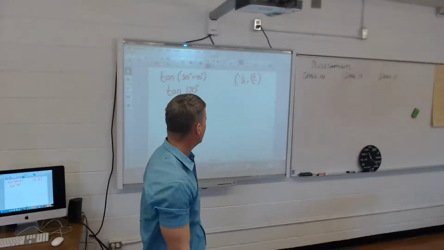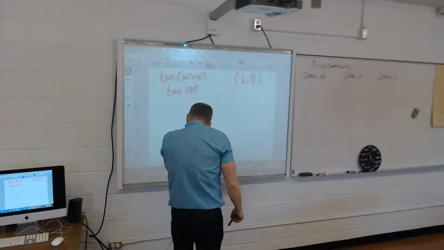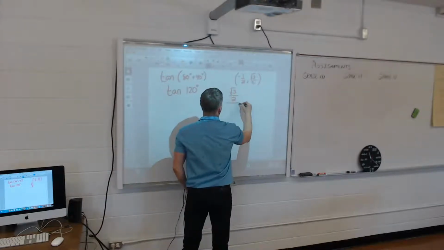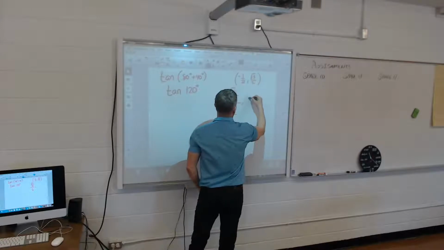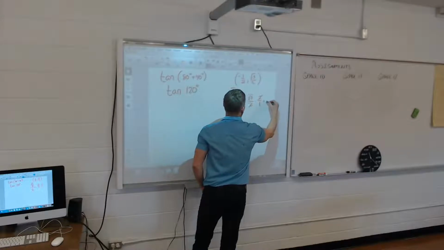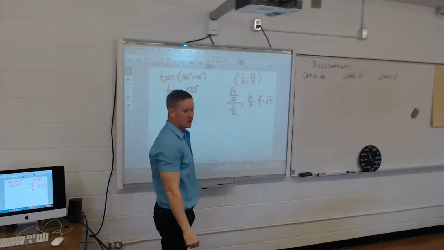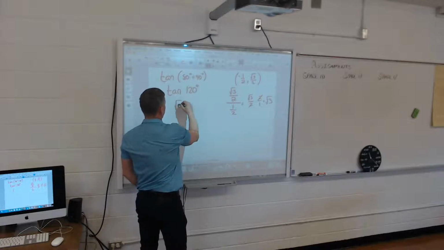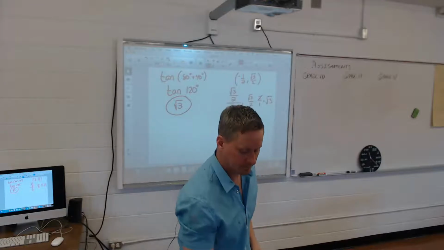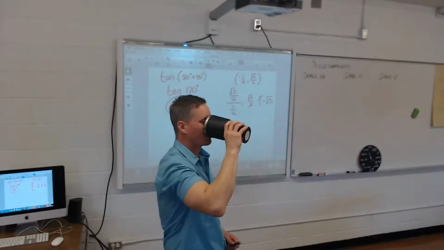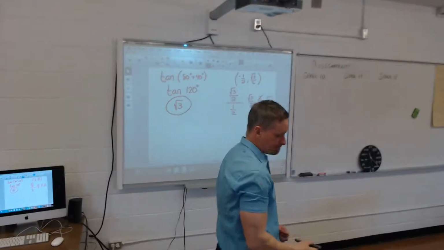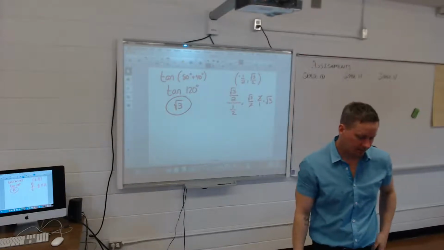Those are my coordinates for 120, so look at your unit circle. Now I take sine over cos, and I end up with negative square root of 3. That's my answer: negative square root 3. Okay, so far?